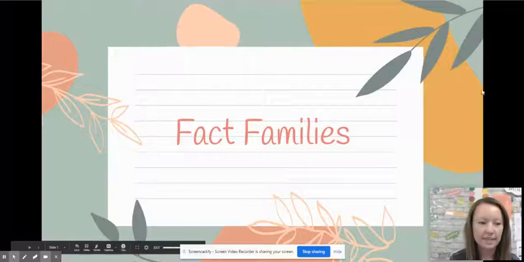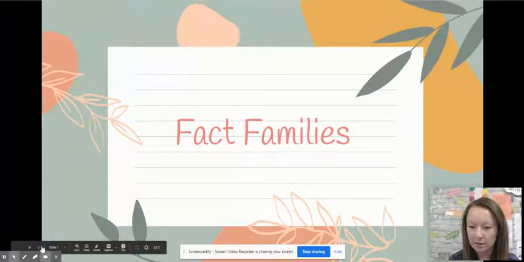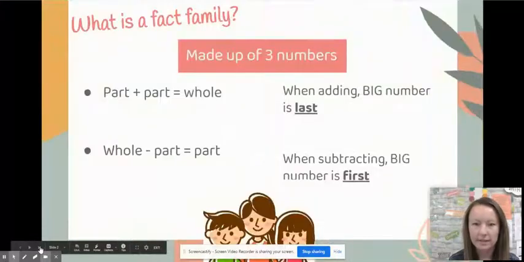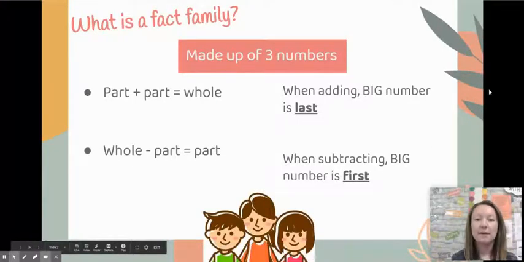Okay, so today we are going to be talking about fact families. I'm so excited to be able to talk about this with y'all. So what is a fact family? Okay. What is a fact family?